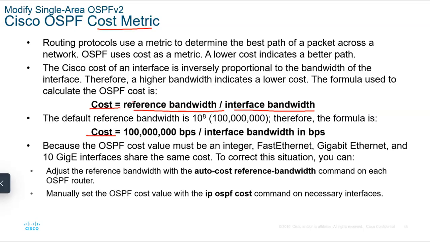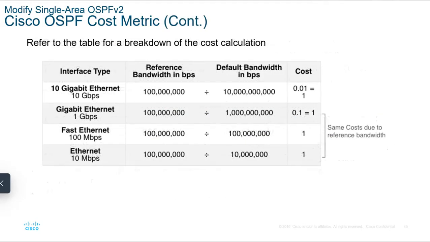So this is the reference bandwidth, which is 100 million bits per second, divided by the interface bandwidth, still in bits per second, so that you get the metric or the cost. The cost is the distance. The reference bandwidth is in bps. As you can see, it is the same route, but we have the default bandwidth, which is the interface bandwidth.